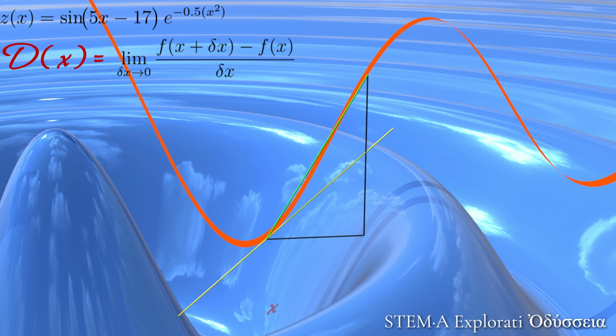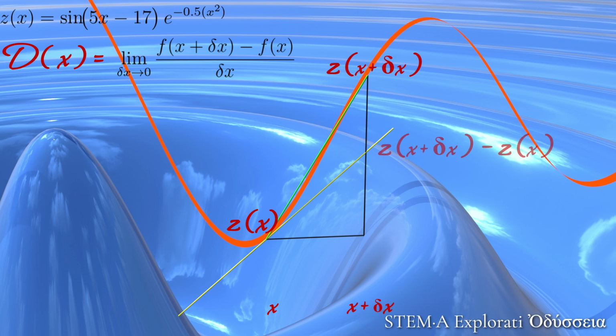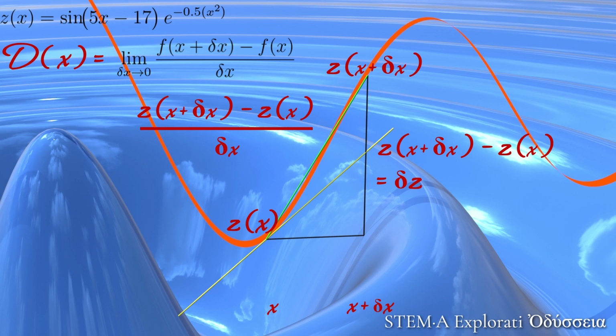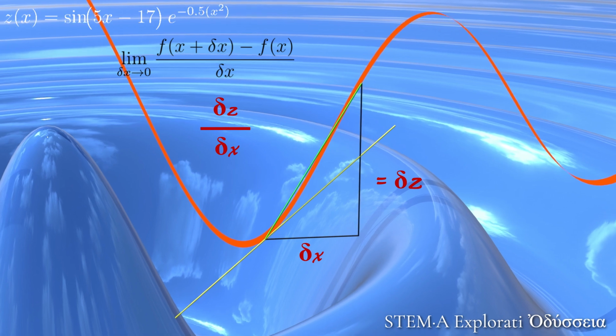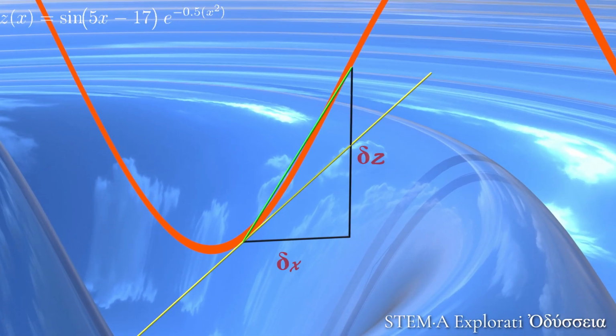Now observe that at point x, the curve's height is given by z of x. And at x plus delta x, the curve's height is z of x plus delta x. Next, let's denote the difference in heights as delta z. Thus, the ratio in the derivative equation comes down to the following, which in turn is nothing but delta z over delta x. Now, let's see what happens as delta x gets smaller and smaller.